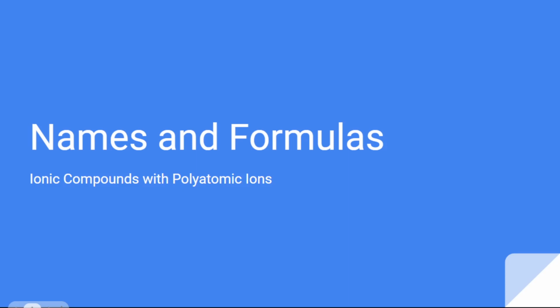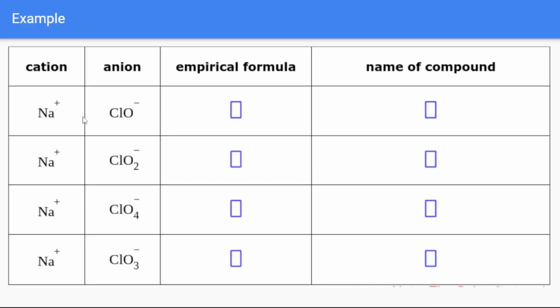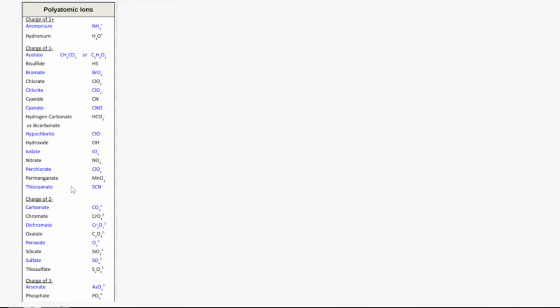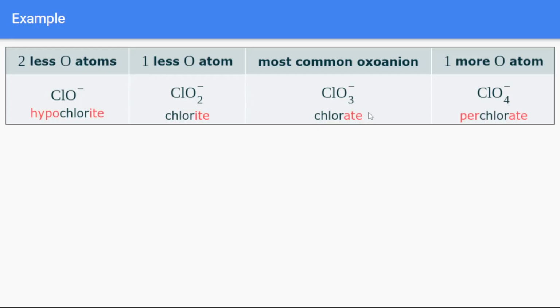In this video, we'll discuss how to name and write formulas for ionic compounds that have polyatomic ions. In this example, every cation is sodium, and the anions all look the same, but they're different. So we use our polyatomic ion chart to find the most common of those anions, and the most common one is chlorate. And we know that it's the most common because it ends with ate. So chlorate is the most common, ClO3.